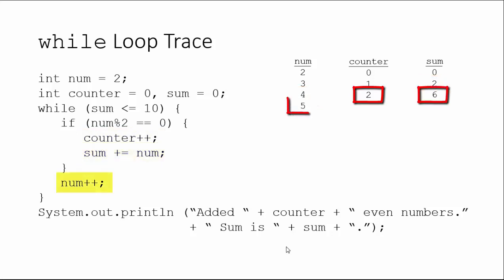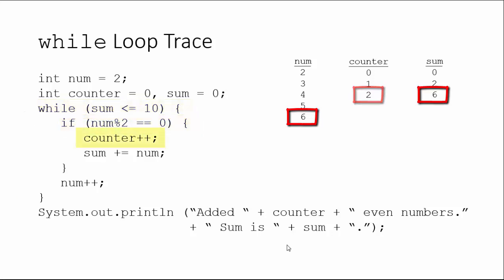I'll increment num and hop back up to my condition. Sum less than or equal to 10? True. I'll test to see, is 5 even? False. So I'll increment num and I'll hop back up to my condition. Sum less than or equal to 10? True. Is 6 an even number?